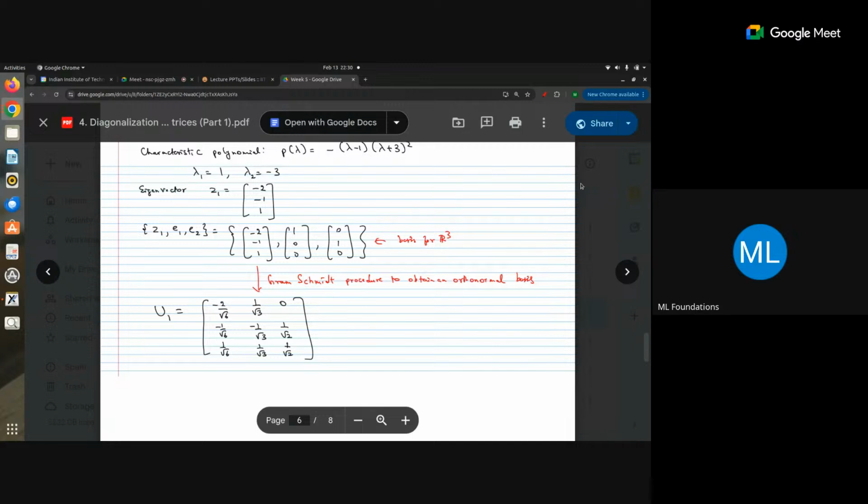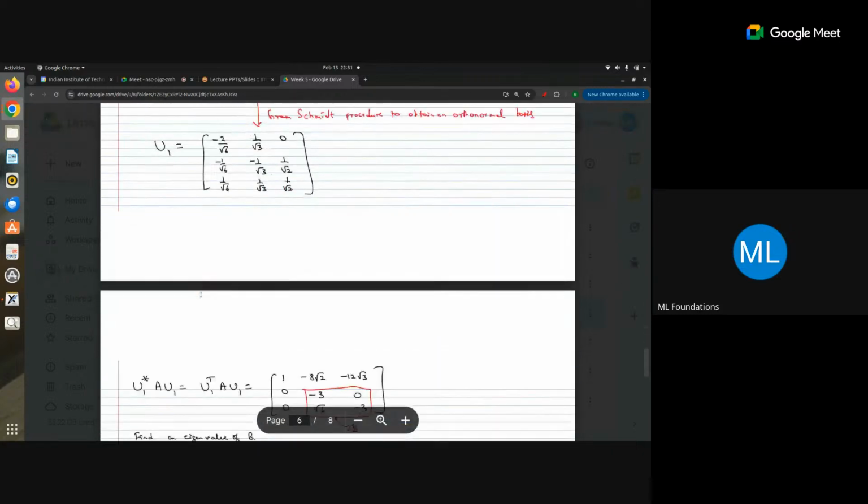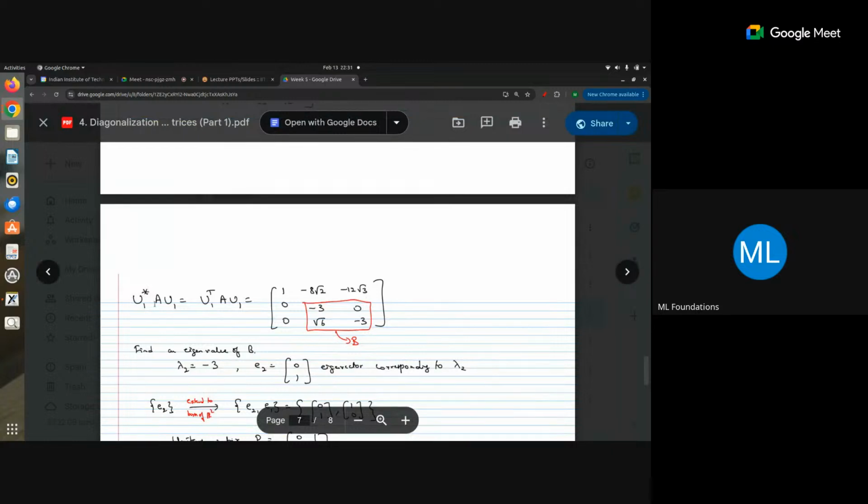You found the first eigenvector, then we will find Z1. Then we wanted to find the orthonormal basis, right? That will be my one unitary vector, let's say u1. What do you do next? You multiply this u1 with A, right? u1 star A u1, right?